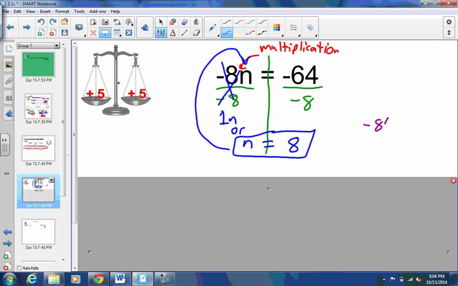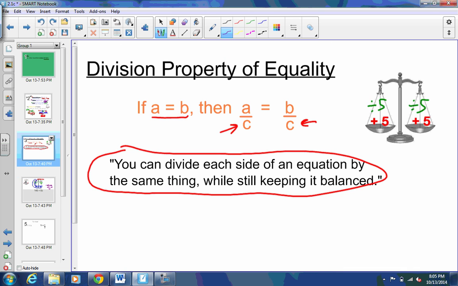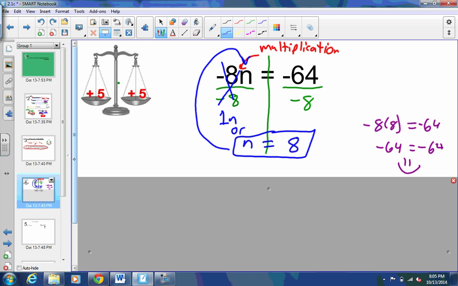Negative 8 times 8 is negative 64. And negative 64 is equal to negative 64. So we get a big whopping smiley face. We did it right. N equals 8 in this case. We just used that division property of equality. We divide both sides by the same thing to isolate the variable.